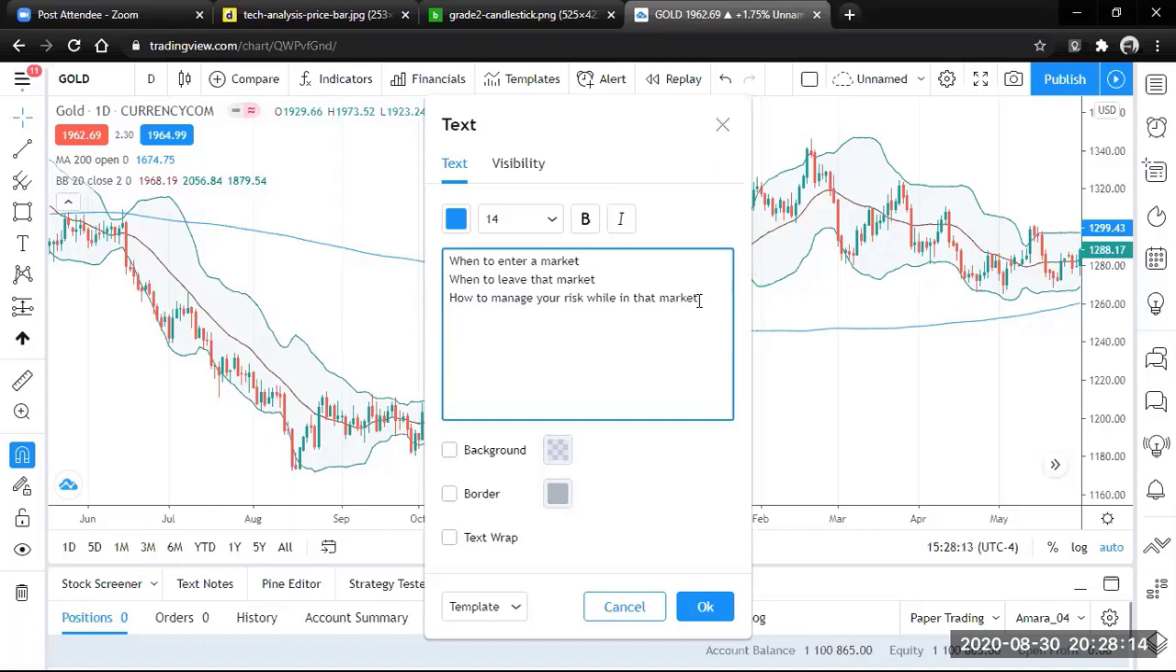Now, all these are important. This is what we refer to as entry rules. Remember, I told you a strategy is a set of rules. So this is what we refer to as exit rules. And then this is what we refer to as risk management. In the absence of any of these things, you're almost certainly gambling.